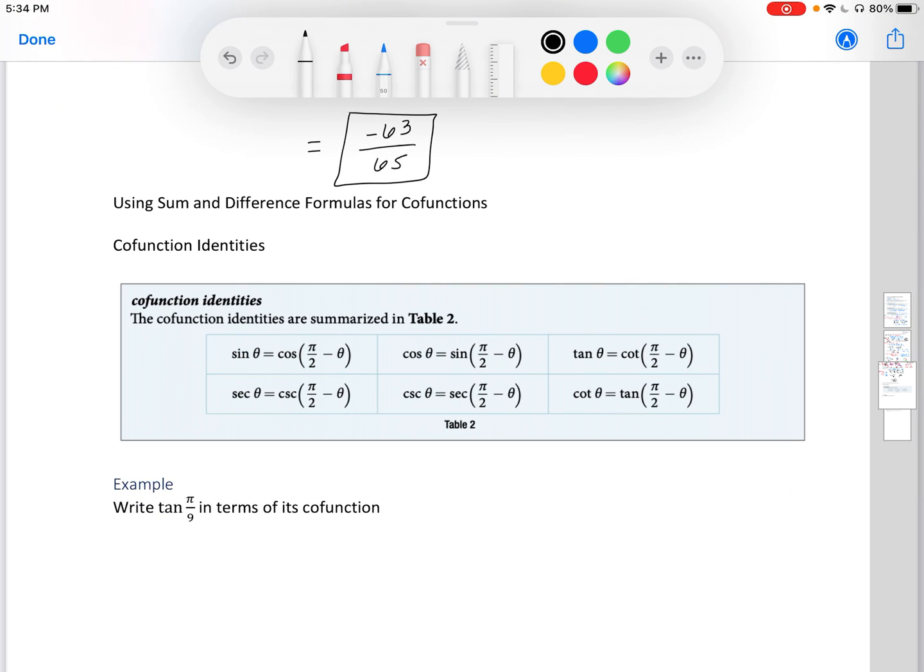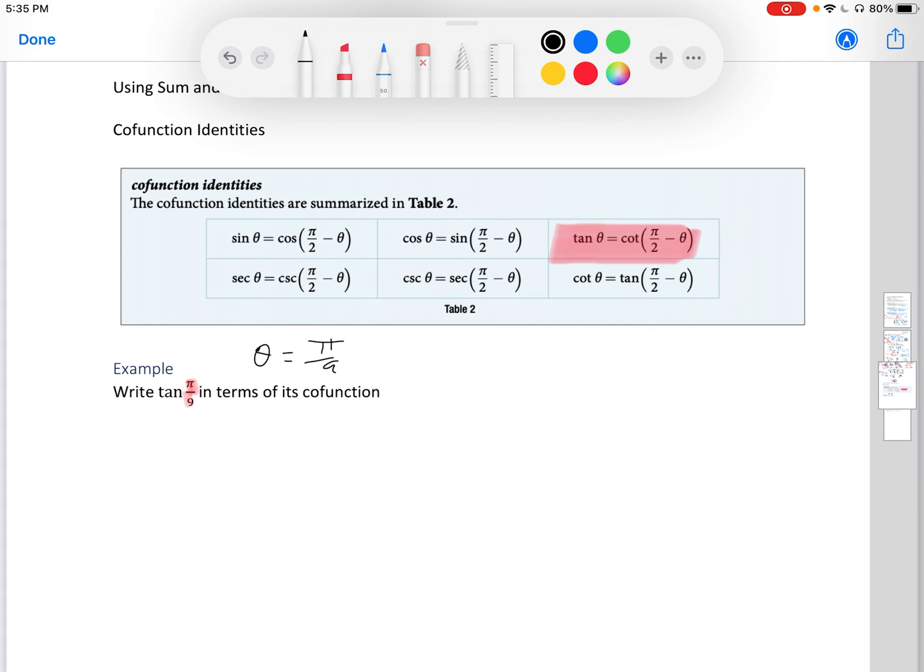Now we also have some difference formulas of cofunctions. And we can use that to evaluate its cofunction form. So let's take a look at this example. Write tangent of pi over 9 in terms of its cofunction. So we have to look at what is the cofunction of tangent. And we see here that tangent of theta equals cotangent of pi over 2 minus theta. Our theta is pi over 9. So let's set up our function. Our formula is tangent of theta is equal to cotangent of pi over 2 minus our theta. So for us, this means tangent of pi over 9 is the same as the cotangent of pi over 2 minus pi over 9.